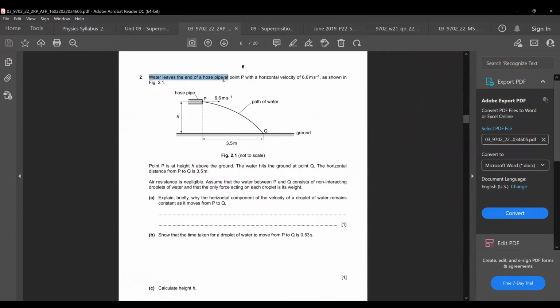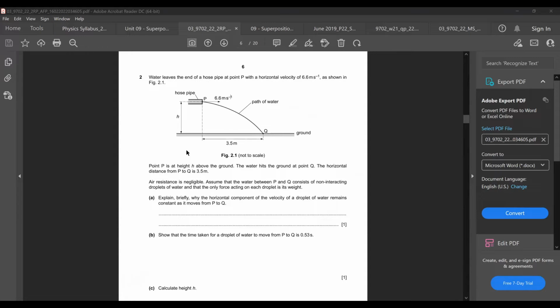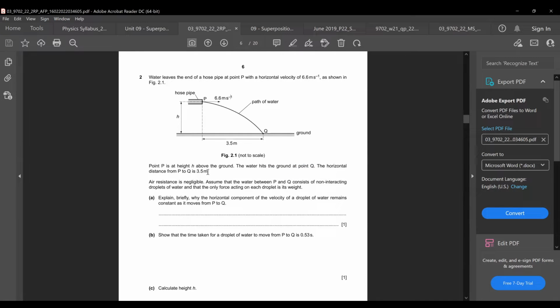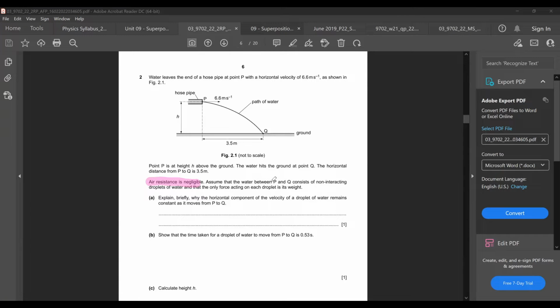Now you have water that leaves the end of a hose pipe at point P with a horizontal velocity of 6.6 meters per second, as shown in figure 2.1. Point P is at a height h above the ground. The water hits the ground at point Q. The horizontal distance from P to Q is 3.5 meters. Air resistance is negligible. Assume that the water between P and Q consists of non-interacting droplets of water, and the only force acting on each droplet is its weight. Okay, so this part is kind of important. The only force acting on the droplet is its weight.